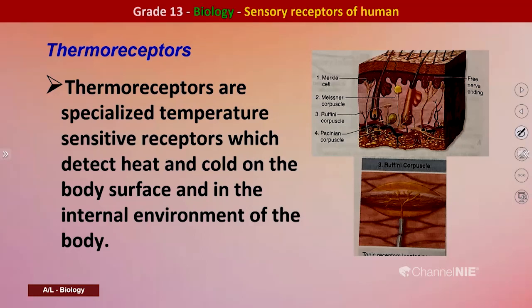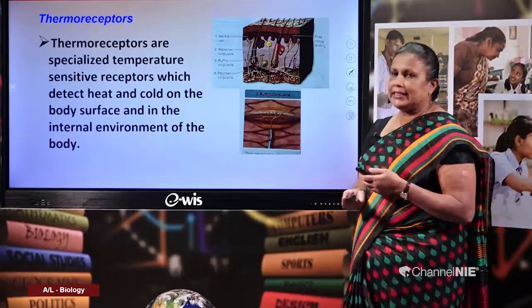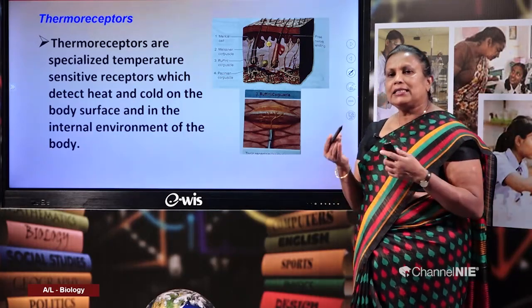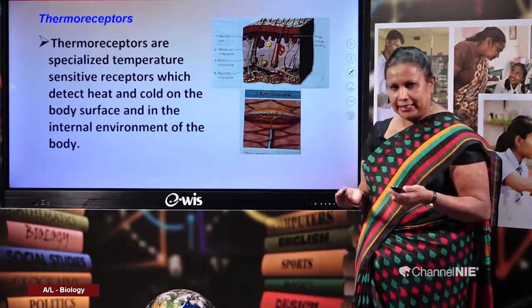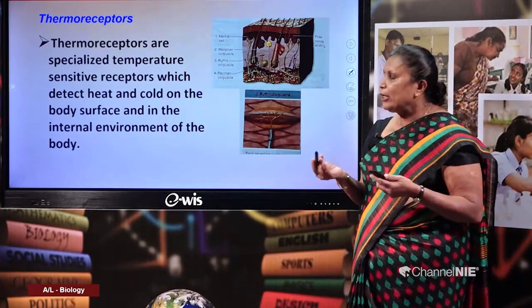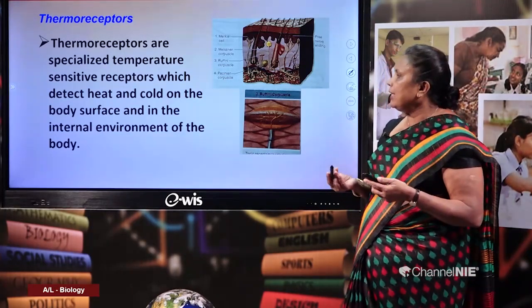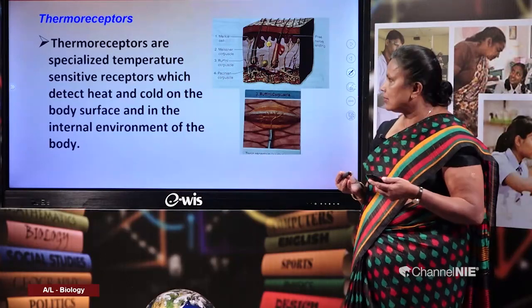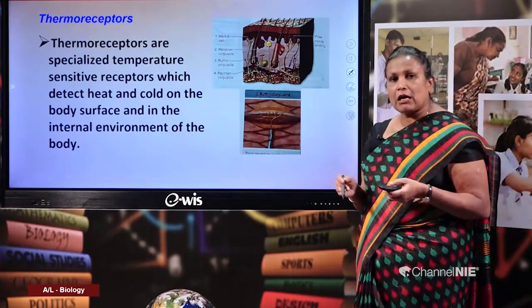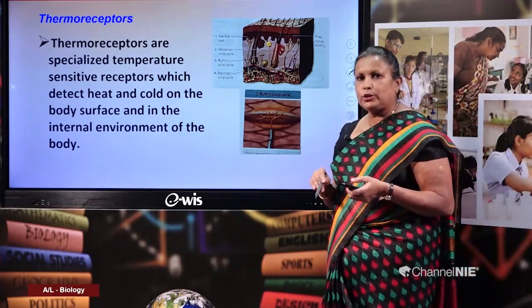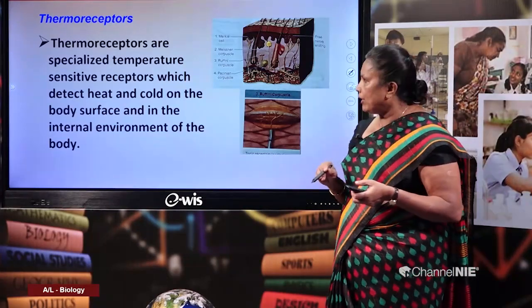Then thermoreceptors. Thermoreceptors detect temperature changes externally and also internally. External temperature changes are detected by the receptors found in the skin, right? Internal temperature changes, body core temperature changes, can be detected by certain structures found in the hypothalamus. Okay? So, thermoreceptors are found in different parts of the body.